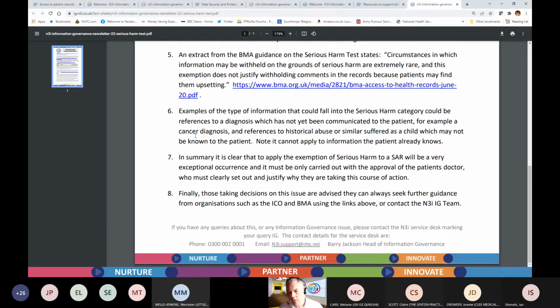And it's always worth bearing in mind what you're doing, certainly in the subject access request element of this, is that you're essentially not giving someone their right. Their legal right is to see information. If you're withholding information from them, you're denying them access, and you're denying one of their fundamental rights, which is quite a serious thing to do. Okay, so that's the serious harm test then. As I say, bear in mind that the concept of serious harm should be an extremely rare process for it to be carried out.